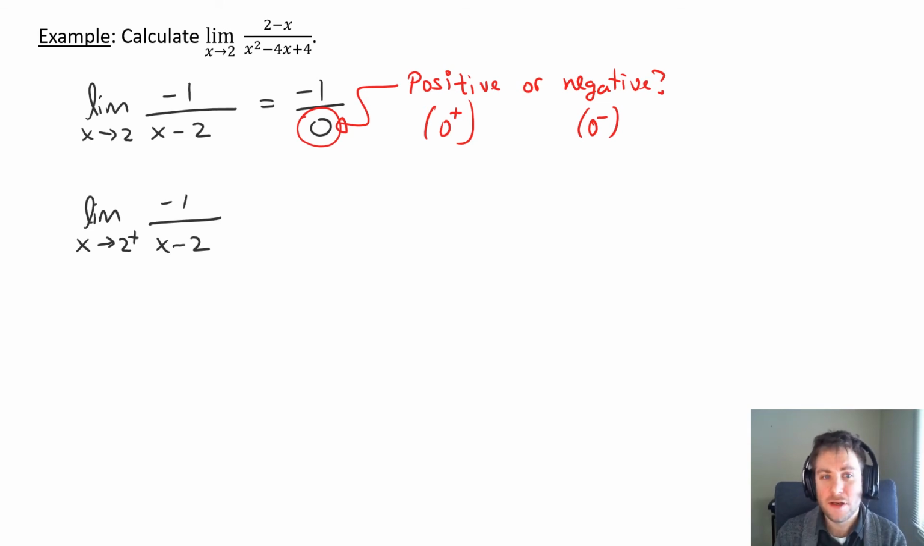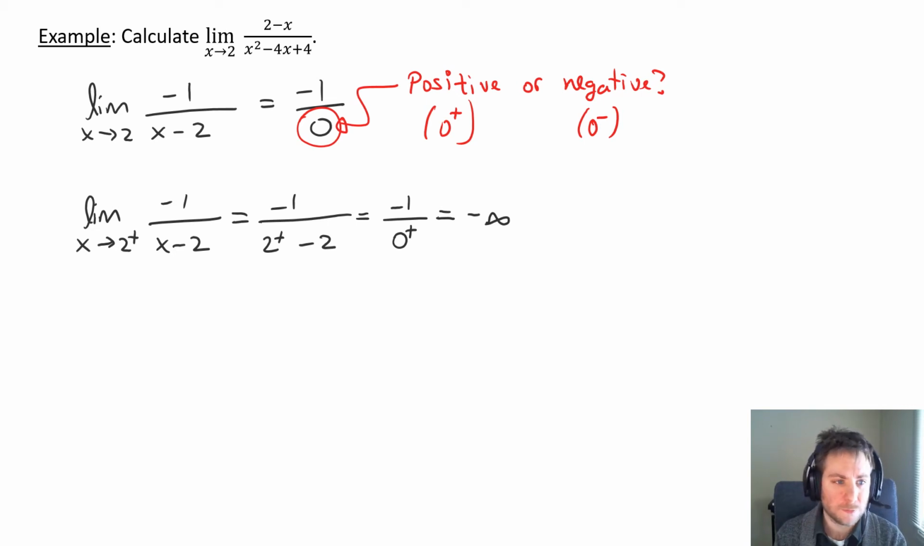If we consider the limit as x approaches 2 from the right, then x is a number which is larger than 2. So in our denominator, we see that 2 is being subtracted from a number which is larger than 2, and the result will be a positive value which is close to 0. We can now see this fraction as negative over positive, which provides a negative outcome. And so negative infinity is the result when we approach 2 from the right.